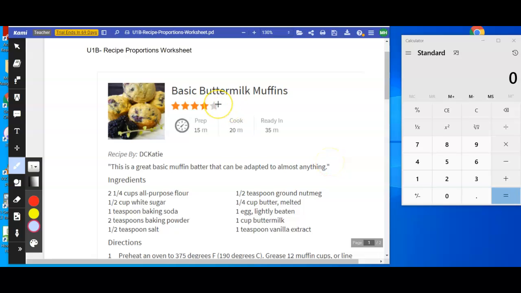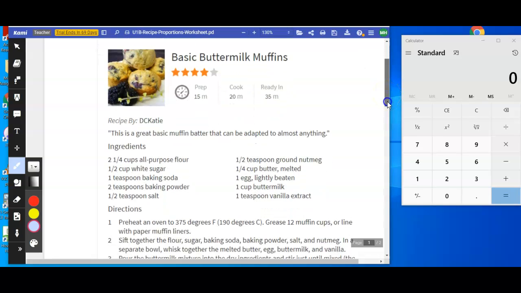In this video, I'm going to show you how to proportion a recipe to find the per serving amount of every ingredient. So in your classwork, you'll find this first worksheet to do that. I'm going to show you on the video how to do it.